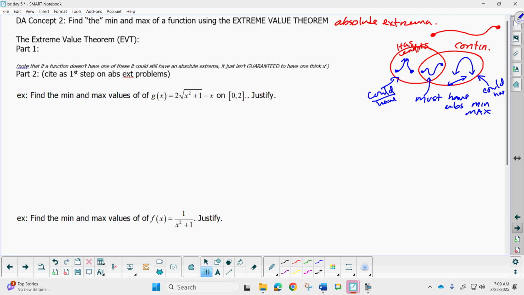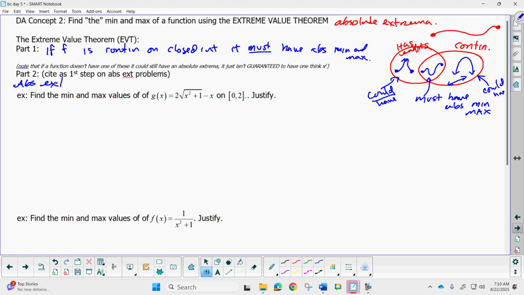So the idea of the extreme value theorem part one is if a function is continuous on a closed interval, it must have absolute min and max. All right. The second part is where those are. Well, that Venn diagram also shows that. Part two is absolute extrema must be special.